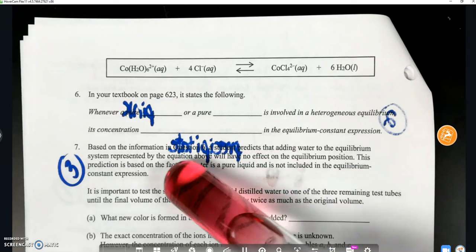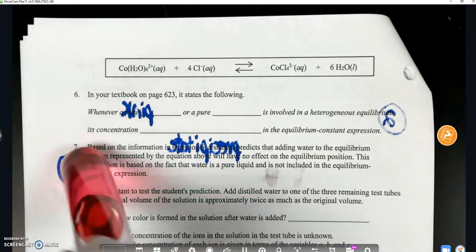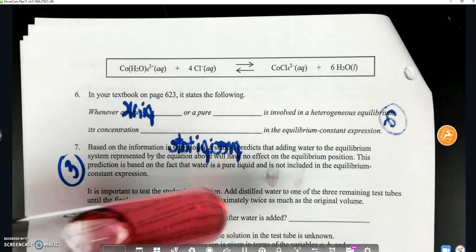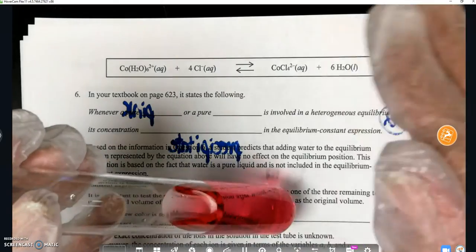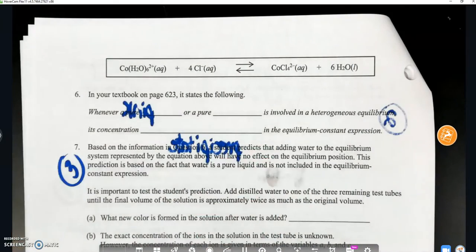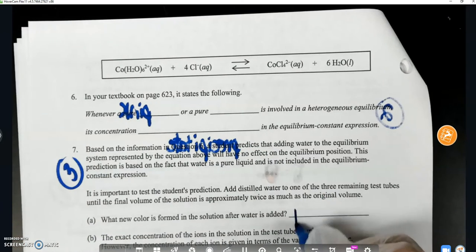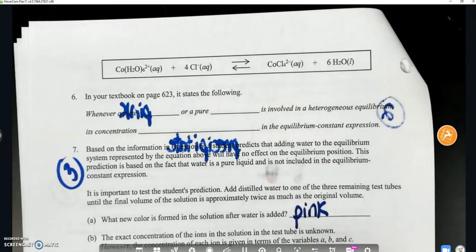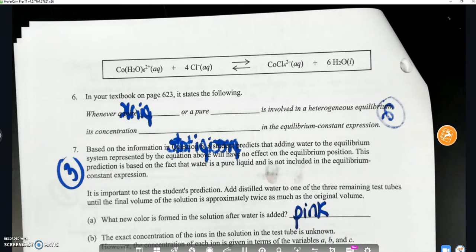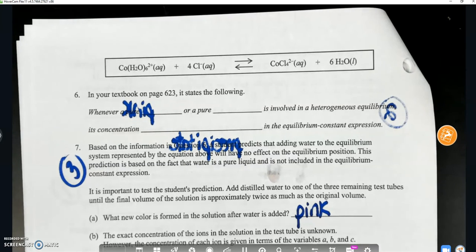Look at that. All right. So I added water to the equilibrium. I have pink. So what is the new color? Pink. This should also help verify what side of the reaction you think is pink and what side of the reaction is blue. This will also help you do that. But it's also a discussion in what happens with dilution.